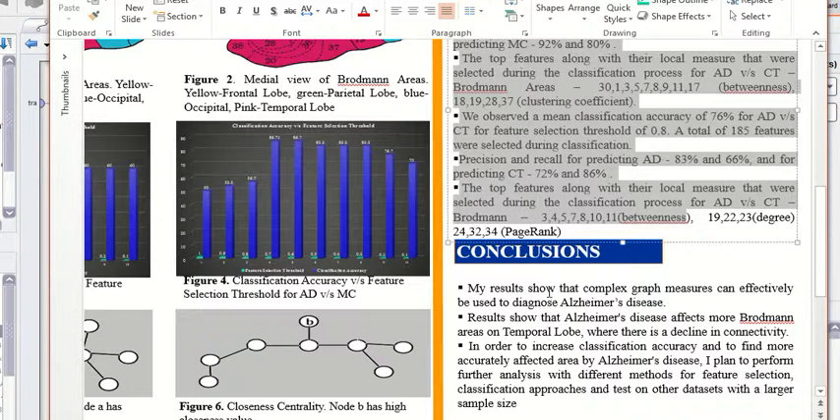Also, to find more accurately the areas affected by Alzheimer's disease, I plan to perform further analysis with different methods for feature selection, also on a very large data set.